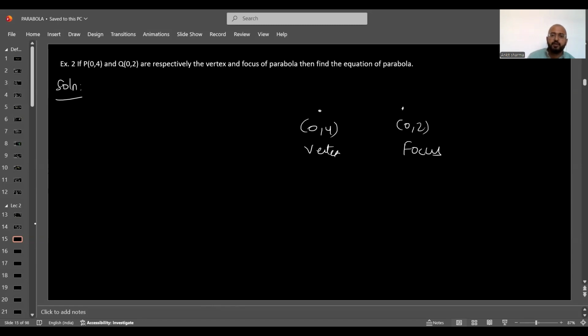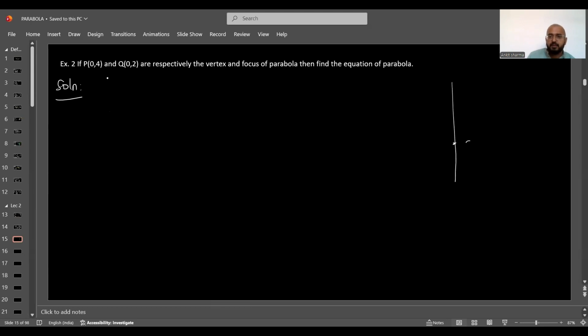Now I need the equation of the parabola. Of course, the focus is given, which means I can think of applying the focus directrix property. If you have a look, this is (0, 4) and this is (0, 2). I should be sure that it's not basically like this. A temporary diagram is fine, but in the original diagram these two points are on the y-axis. So I'd better draw it on the y-axis itself.